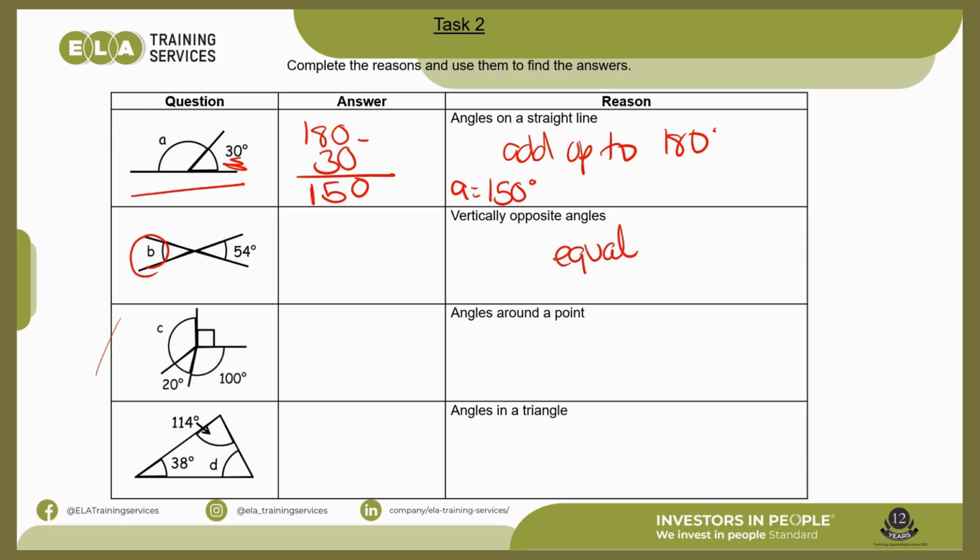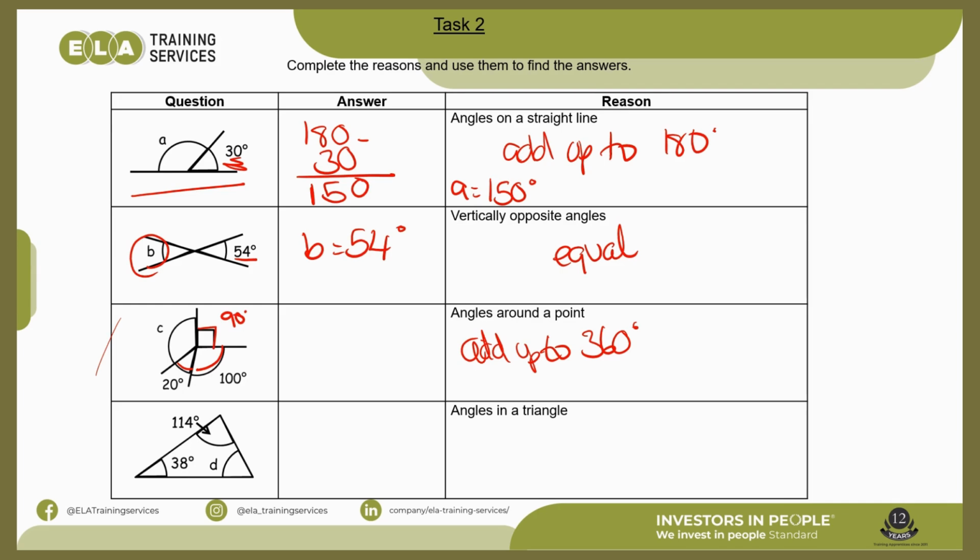So if we know the one opposite is 54 degrees, then B must also be 54 degrees because it's opposite, they're equal. Here we go, angles around a point add up to 360. Now, here we have 100 degrees, here we have 20, and here we just have that funny square, 90 degrees. Well remembered, the square means 90 degrees, a right angle.